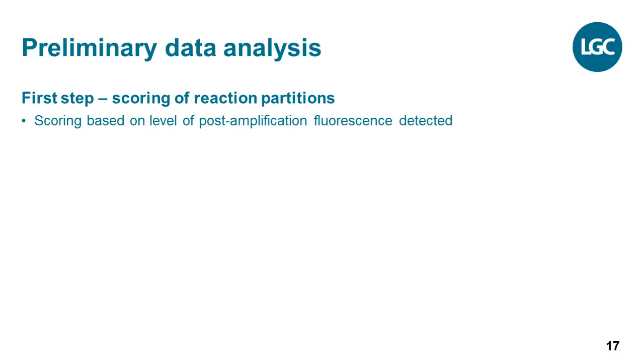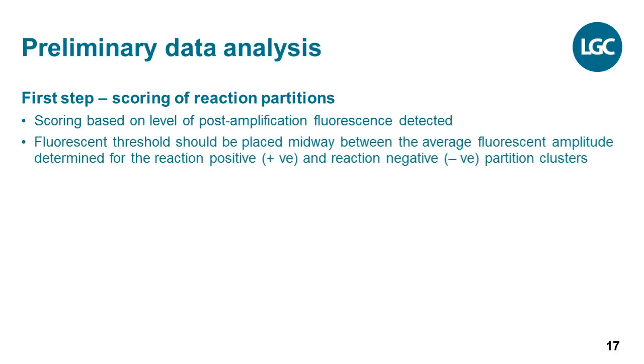This requires a signal intensity threshold to be set in order to determine which partitions represent a positive result and which represent a negative result. Ideally, the fluorescent threshold should be placed midway between the average fluorescent amplitude determined for the reaction positive and reaction negative partition clusters. This threshold should then be applied to the scoring of all of the partitions that are to be analysed.